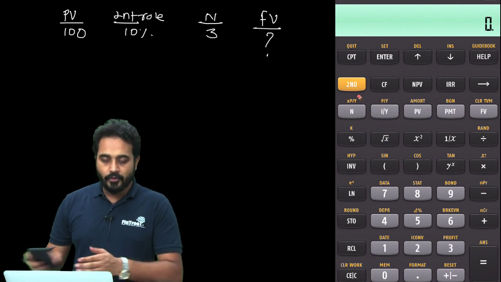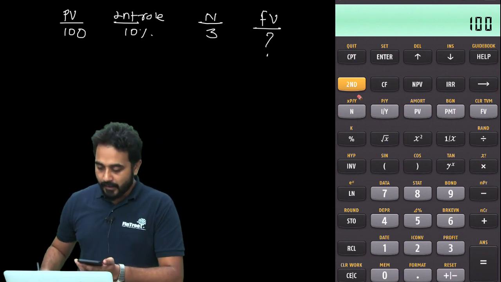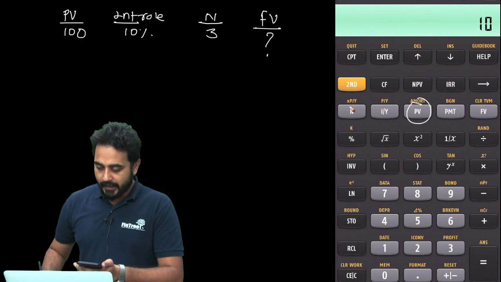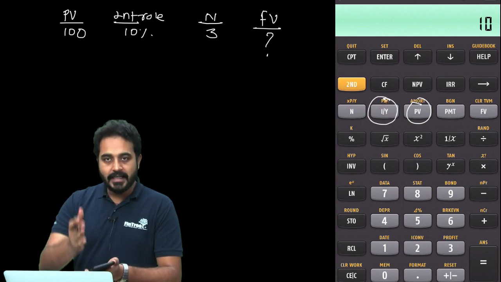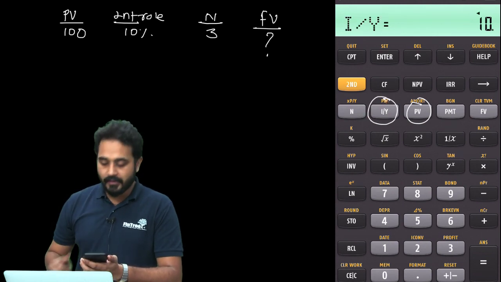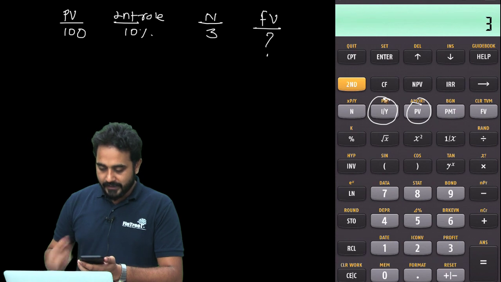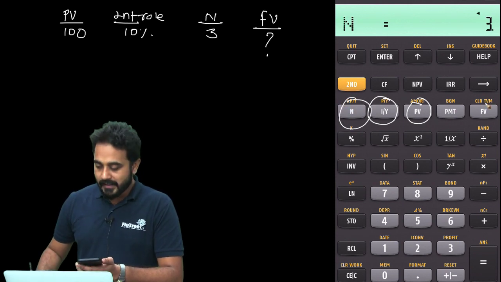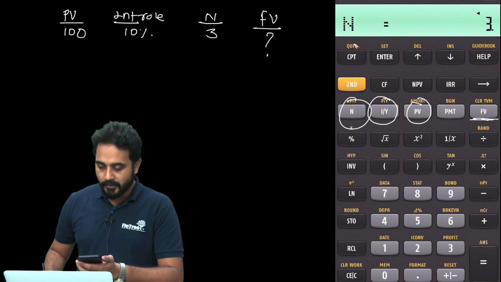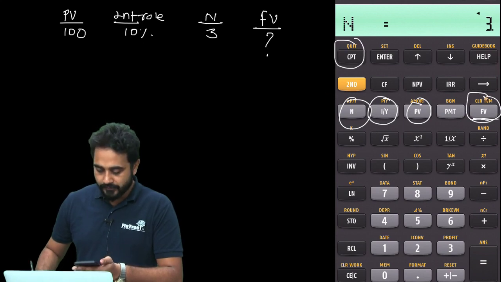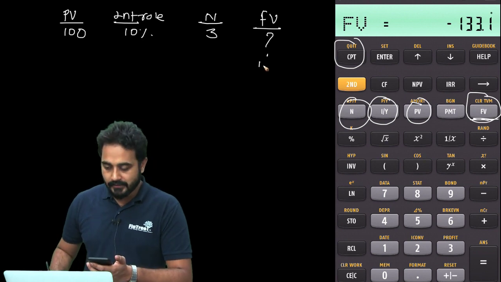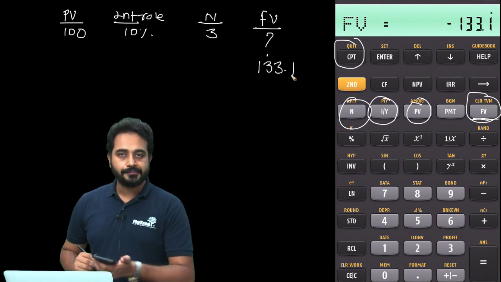First I'm going to enter 100, then press the PV button, that's present value. Then I'm going to enter 10 and press the IY button, interest or yield. Then I'm going to press 3, which is my frequency, and hit the N button. Since I want to know the future value, I will press compute and then future value. It gives you the answer as negative 133.1.